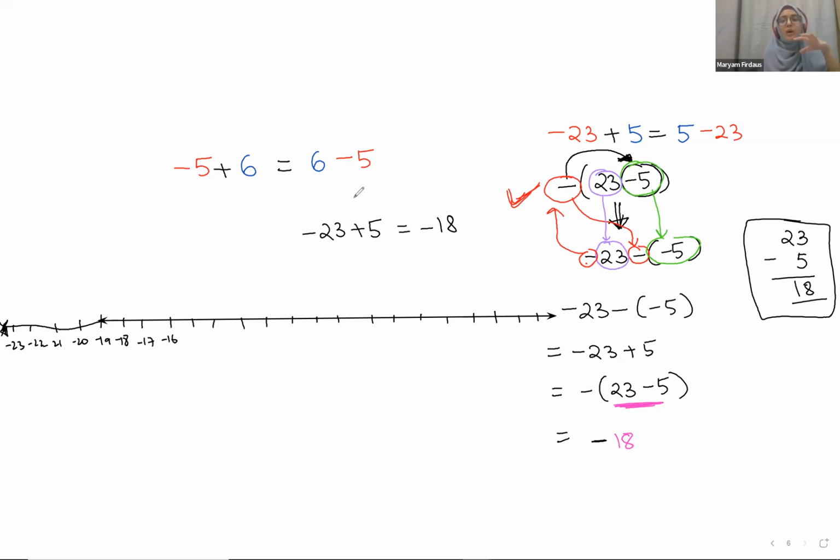Okay, so now Hiba, can you tell me what do I need to do? I start from -23, then where do I go? To the left, to the right. To the right. How many places? 5. 1, 2, 3, 4, 5. See, where have we landed?